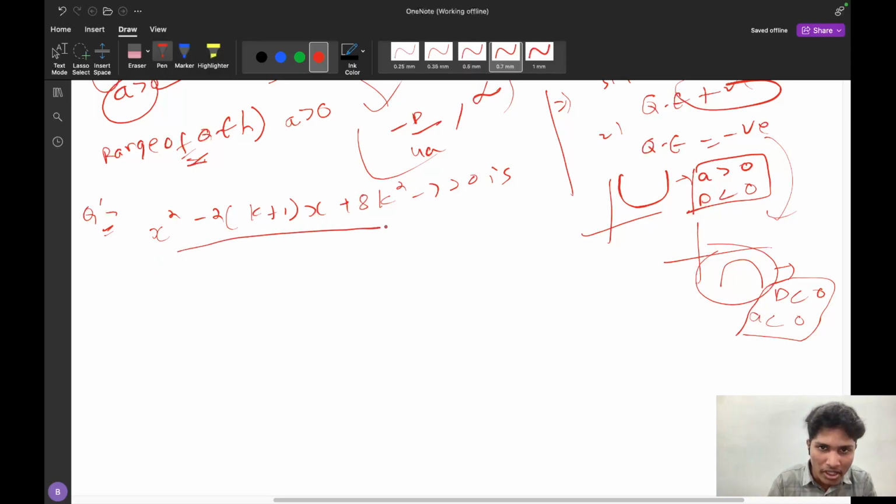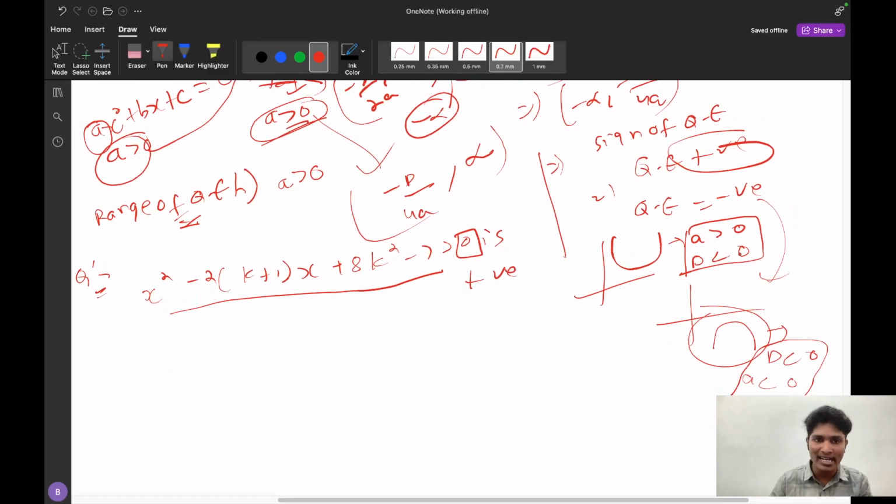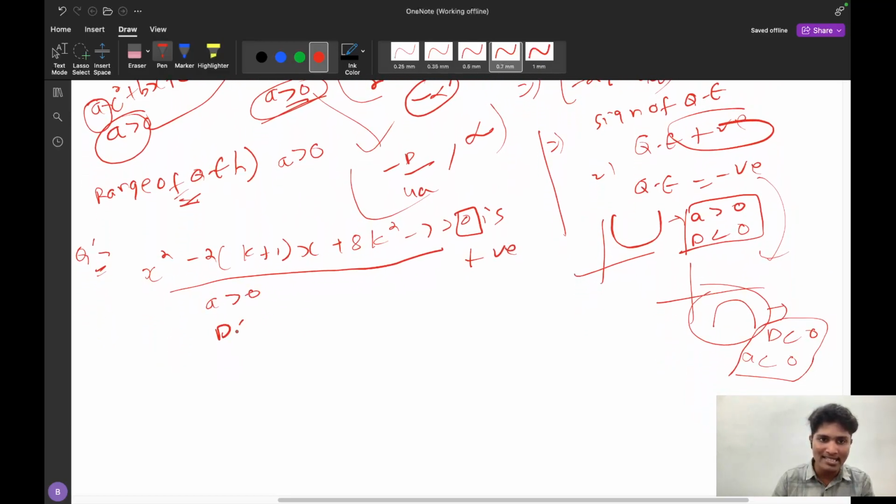This is also a quadratic equation, and they are saying it has sign greater than 0. So they are saying the quadratic is positive. So for positive, what is the condition? For positive, a greater than 0 and D less than 0. A greater than 0, D less than 0 is the condition.